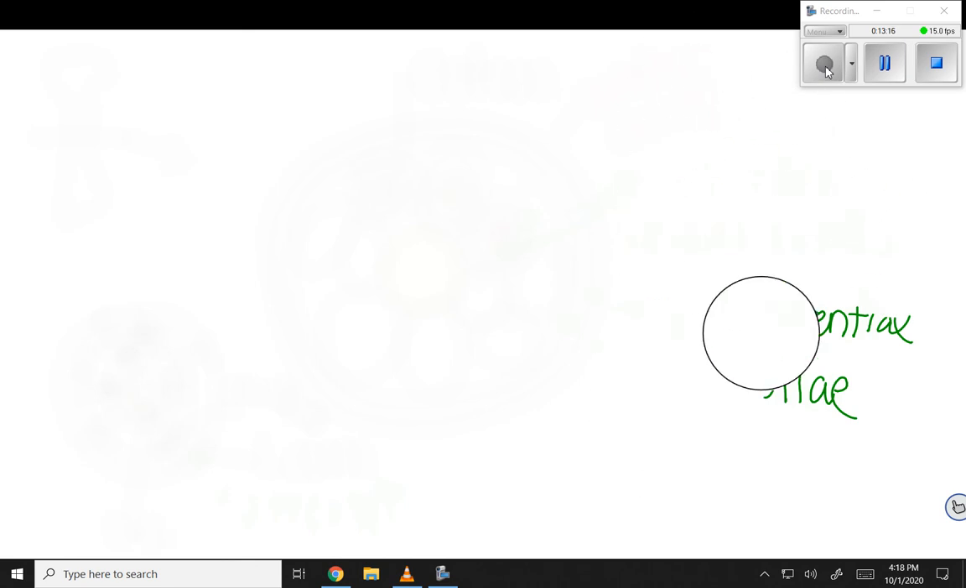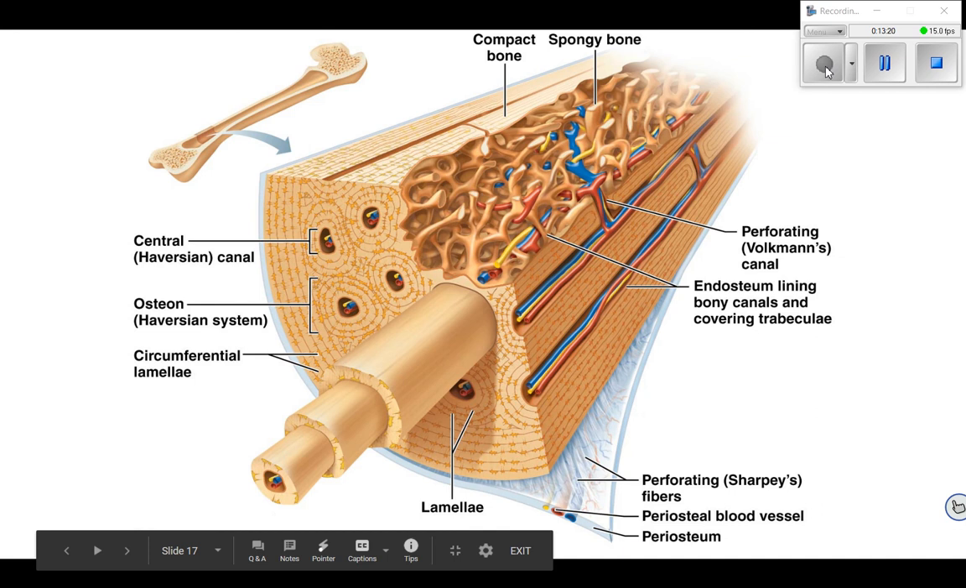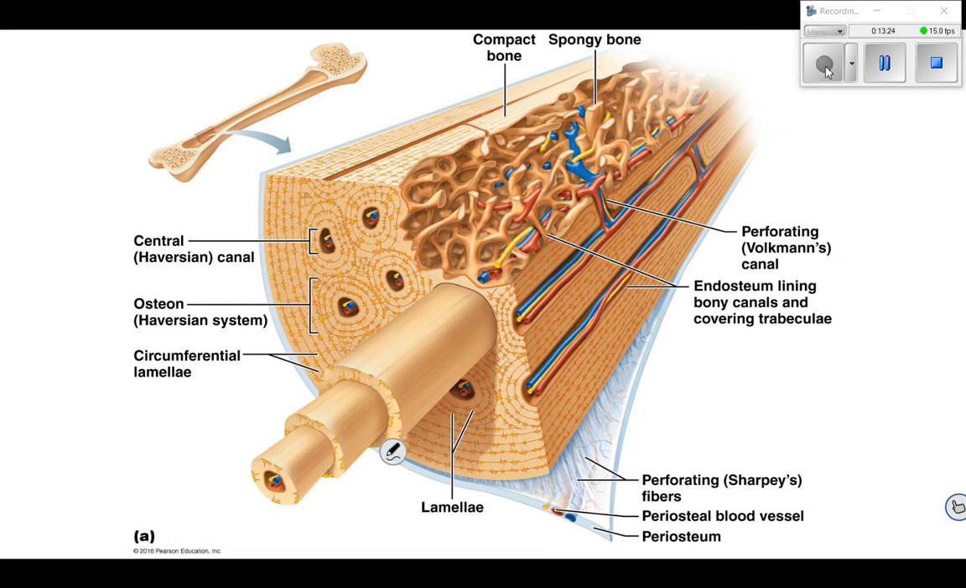So, here's what we just drew, kind of. We cut the bone in half. I drew a full circle, and in this image, for whatever reason, they just decided to only draw like a quarter of the circle, but you can picture the rest of the bone. This would be the whole circular bone, but they just drew half of it.